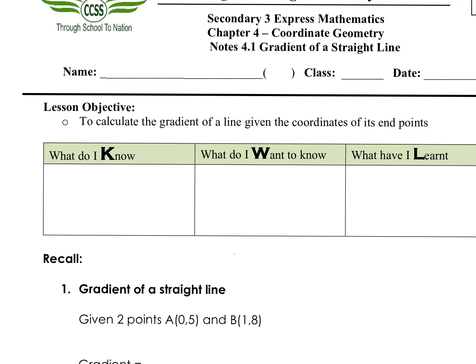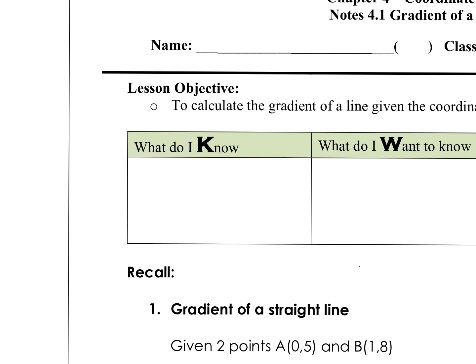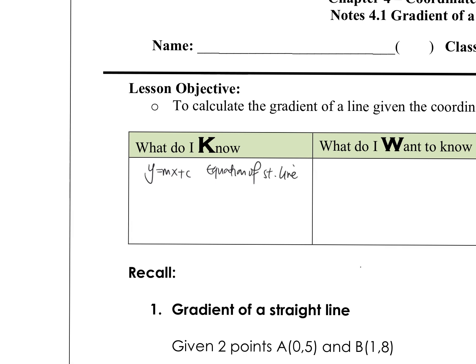What is gradient of a straight line? Something yx. Y equals to mx plus c is your equation of straight line. So this is what you have learned.